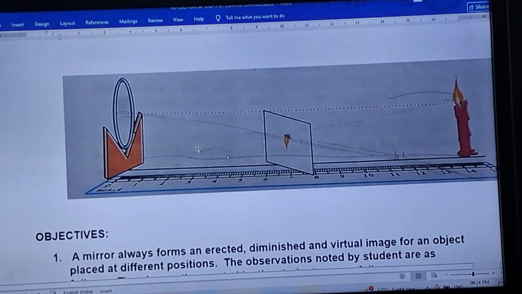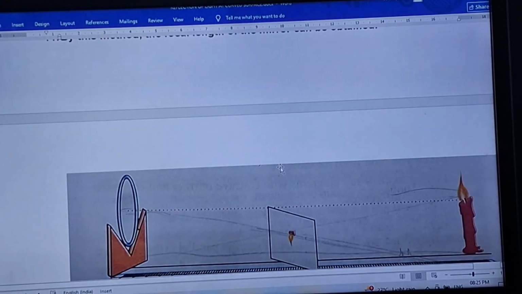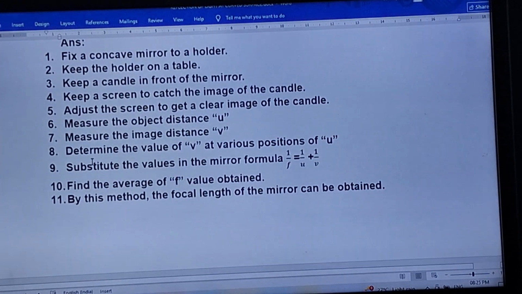See children, suppose in this image, the mirror is placed at 0 and the object, that is the candle, is placed at 14 centimeters. You take it out, keep it at 12 centimeters. Adjust this screen and get a clear-cut image. Again, put it at 10 centimeters. Adjust the screen. Again, you get an image. Where you are getting the image, there the distance you have to measure, that is v. Like this, a few trials you have to do, to get different values of v at various positions of u.